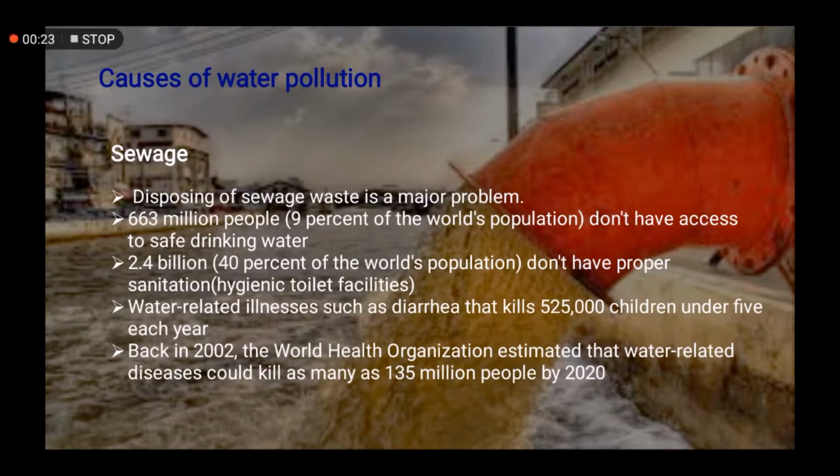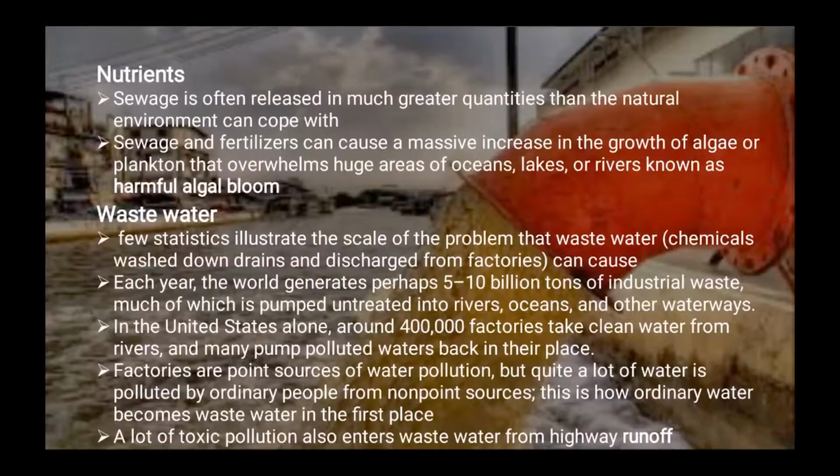Back in 2002, the World Health Organization estimated that water-related diseases could kill as much as 135 million people by 2020. Nutrients. Sewage is often released in much greater quantities than the natural environment can cope with. Sewage and fertilizer can cause a massive increase in the growth of algae, or the plankton that overwhelms huge areas of oceans, lakes, or rivers, known as the harmful algal bloom.